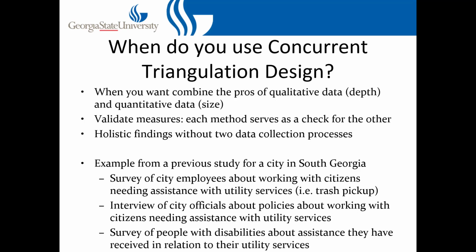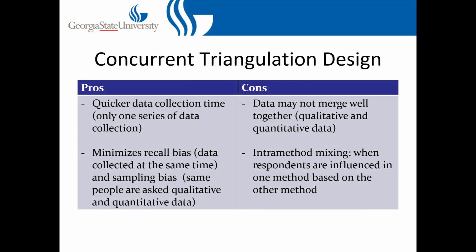So, what are some pros and cons of concurrent triangulation design? We've talked about these a little bit, but I want to make sure that we talk about them explicitly. The biggest pro is it's a quicker data collection time because we only collect data one time. It also minimizes a thing called recall bias because the data is collected at the same time, and sampling bias because the same people are asked.